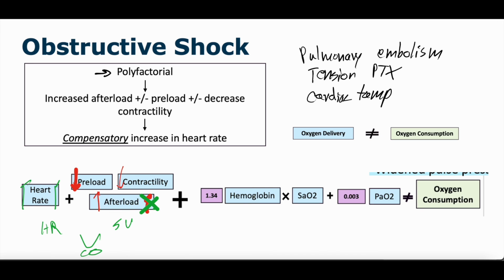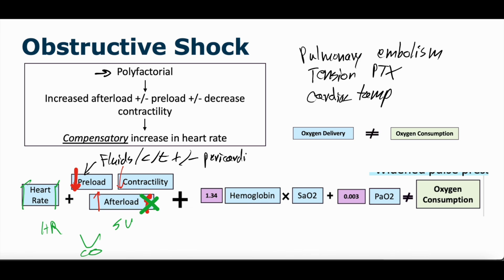So what do we do? We can give a bunch of fluids and also fix the pneumothorax, put in a chest tube so that there's not as much pressure on the heart, right? Same thing if it's tamponade, that's squeezing on the heart, decreasing preload. We can give fluids, and then we drain the fluid with a pericardiocentesis.